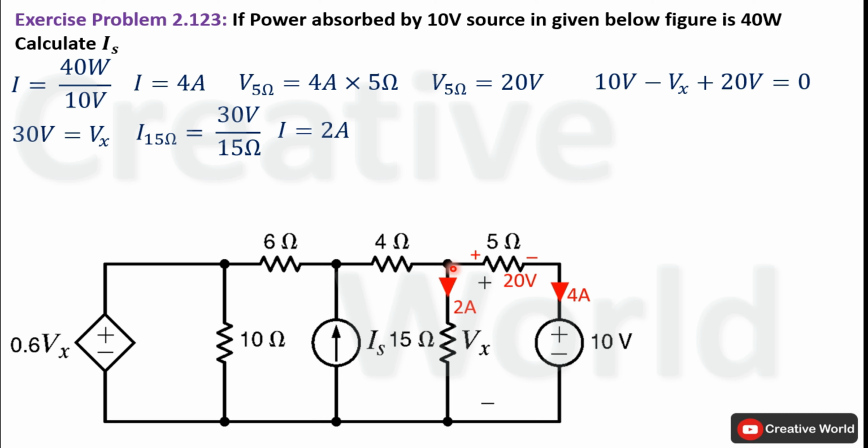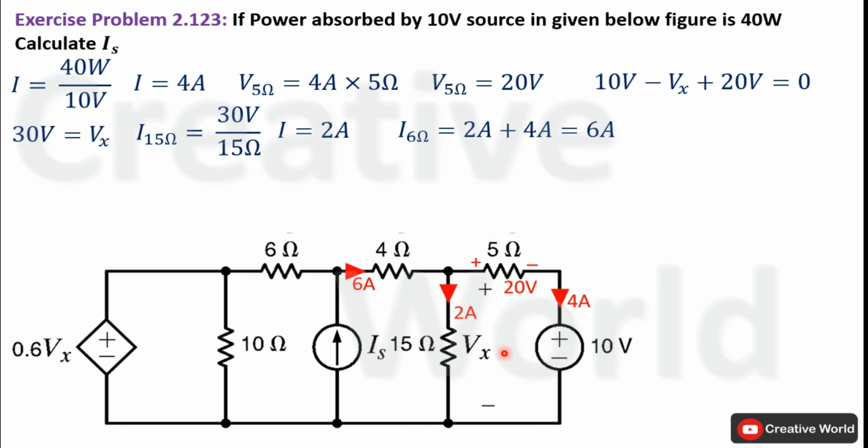On this node, two currents are leaving, one is 2 ampere and the other one is 4 ampere. So we can apply Kirchhoff's current law on this node to calculate the current through this branch, that will be equal to the sum of these two leaving currents. So the current through this 4 ohm resistance will be 6 ampere and the direction of this current will be entering towards this node. Now we will solve the left side of the circuit.